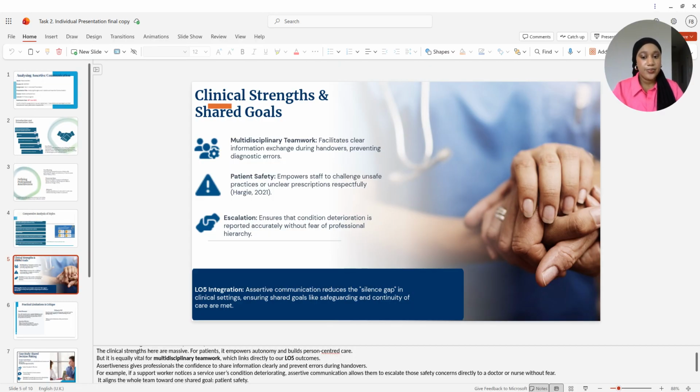For example, if a support worker notices a service user's condition deteriorating, assertive communication allows them to escalate those safety concerns to a doctor or a nurse without fear. It aligns the whole team toward one shared goal, patient safety. Next slide.